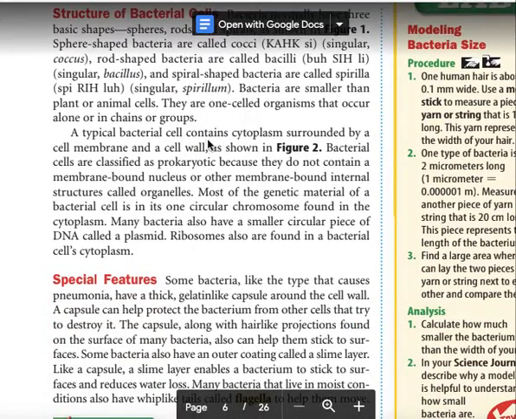A typical bacterial cell contains cytoplasm surrounded by a cell membrane and a cell wall. Bacterial cells are classified as prokaryotic because they do not contain a membrane-bound nucleus or other membrane-bound internal structures called organelles. Most of the genetic material of a bacterial cell is in its one circular chromosome found in the cytoplasm. Many bacteria also have a smaller circular piece of DNA called a plasmid. Ribosomes are also found in a bacterial cell's cytoplasm.